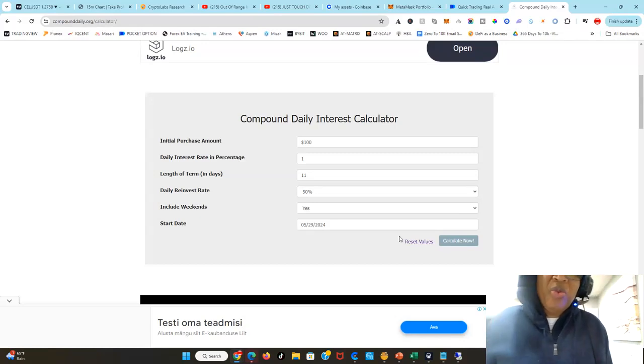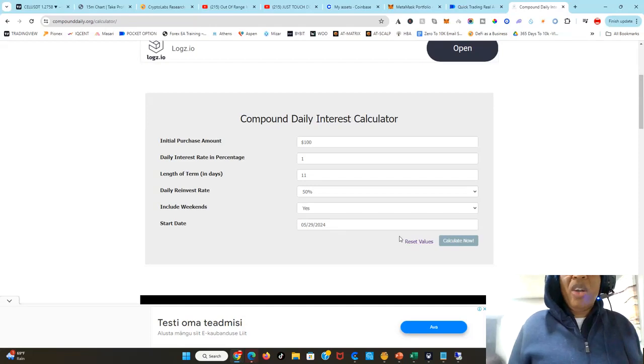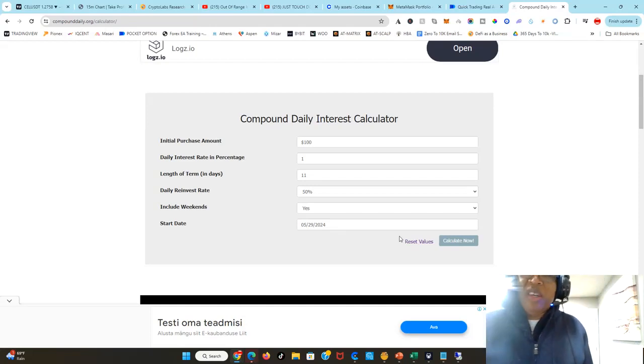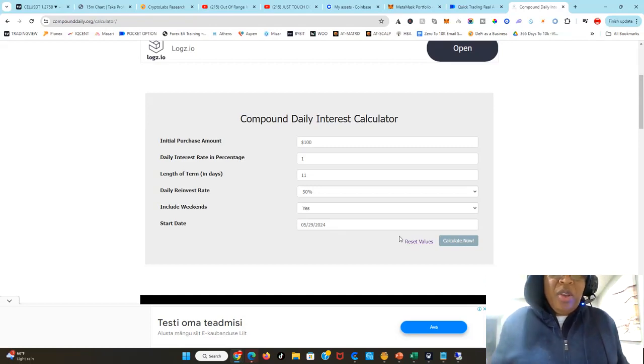For some of you, starting at $100 is a lot of money. You don't have that much, or you don't have that saved up. Some of you cannot take risks, because this is risky.